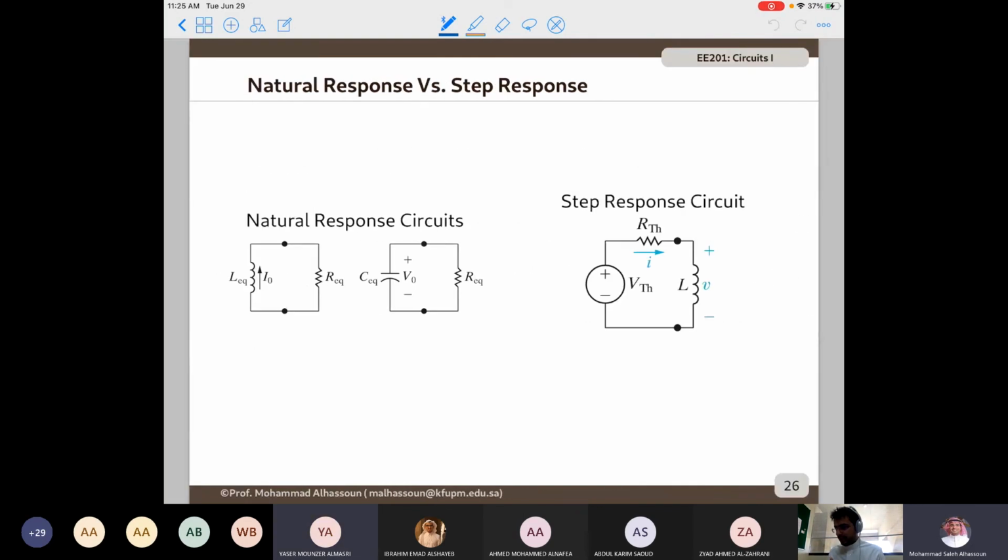So let me just explain it here. This is the natural response. You have an initial voltage or initial current, and it will discharge when you connect a resistor. This is known as the natural response. The step response is when you suddenly connect a voltage, an ideal voltage source.